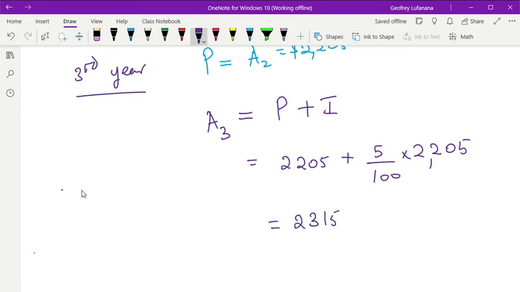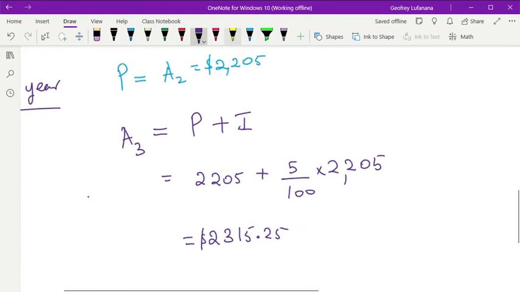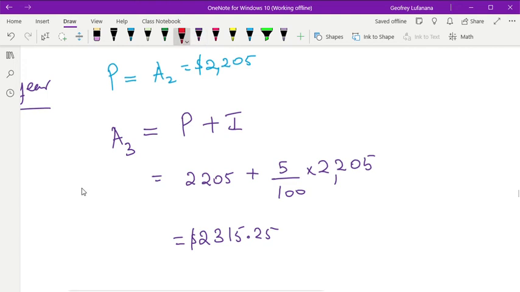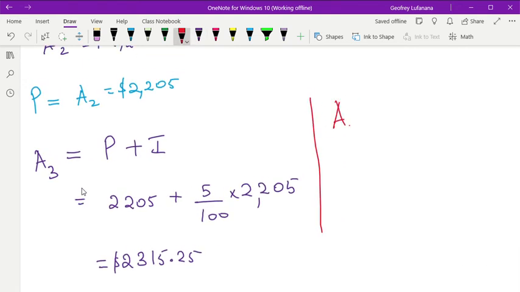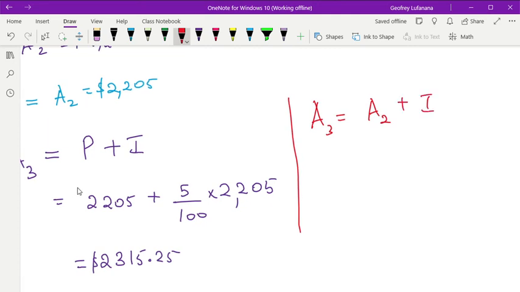When you press this on a calculator, you are going to have 2,315.25. These are dollars. Now with money, we round off to 2 decimal places. Okay? Good. Now, again, for purposes of my formula, my amount 3 is going to be my amount 2, the principal for the third year, plus the interest, which is a percentage of amount 2.